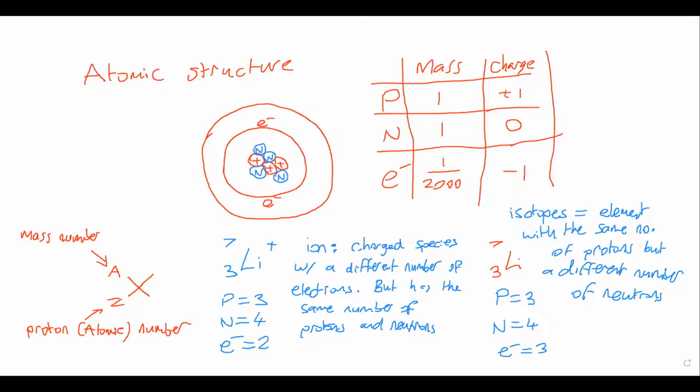So now that we've been through all that, I'll put up some examples of things for you to try. If you want to pause the video once I've drawn them out, then you can try to assign the number of protons, neutrons, and electrons for these different species.